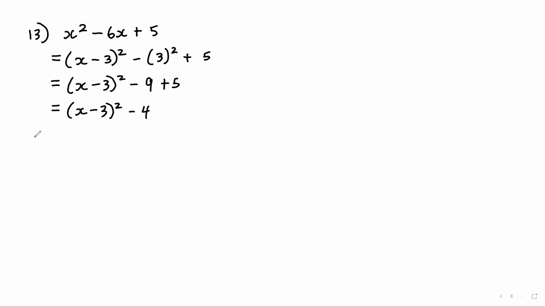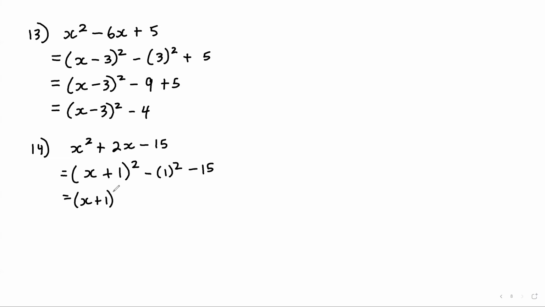The second one, number 14, sorry, is x squared plus 2x take away 15. So this would be x plus half of 2, which is 1, squared. And then you take away that 1 squared, minus 15. So this would be x plus 1 squared. 1 squared is not 1 times 2, 1 squared is 1 times 1. So it'll be minus 1 minus 15. Now, when you are subtracting from a negative number, girls, you get a more negative number, right?